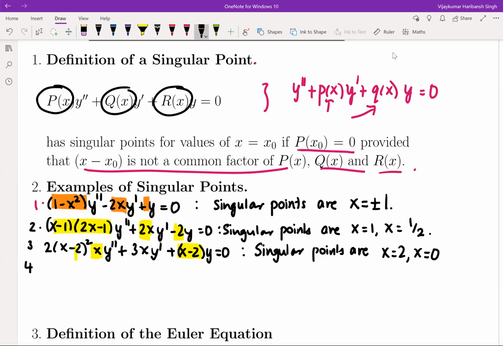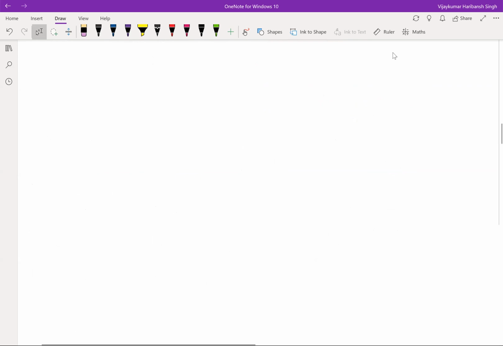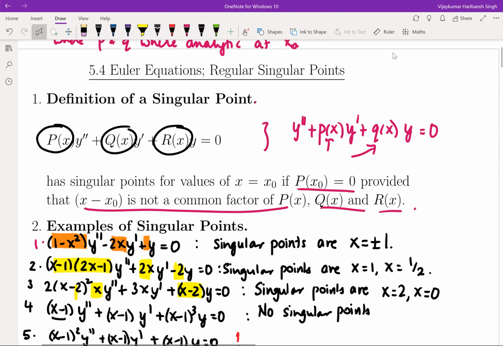Now, fourth, let's take (x minus 1) y double prime plus (x minus 1) y prime plus (x minus 1) cubed y equals to 0. In this case, p of x equals to 1 is 0, but you can divide throughout by x minus 1, so there are no singular points. Fifth, (x minus 1) squared y double prime plus (x minus 1) y prime plus (x minus 1) y equals to 0. In this case, we need to investigate this, particularly when we are discussing regular singular points. Yes, we'll come to that.